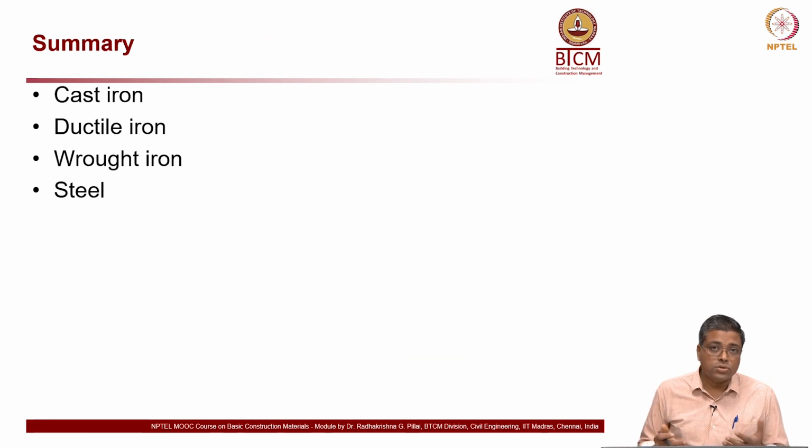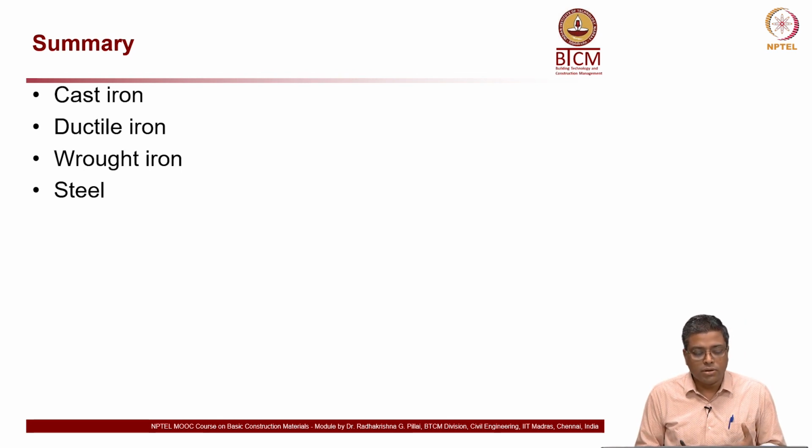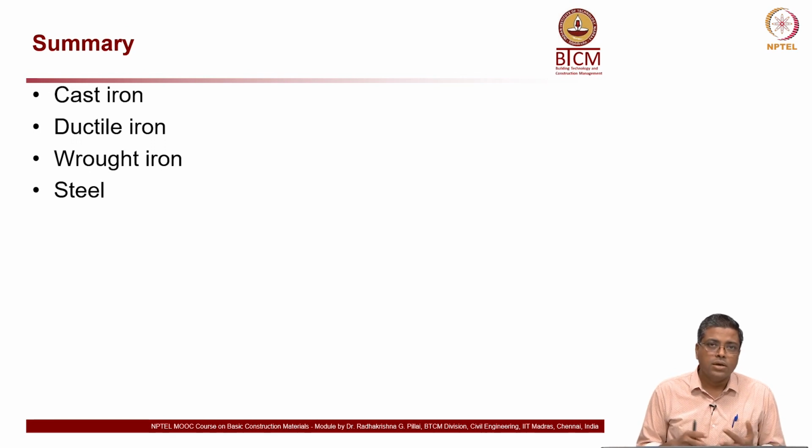Okay. So to summarize, we looked at how these four materials, cast iron, ductile iron, wrought iron and steel are produced in general, and what the major properties of these are and how the carbon content influences the ductility, the strength, the hardness, etc. So with that we will just close this lecture.